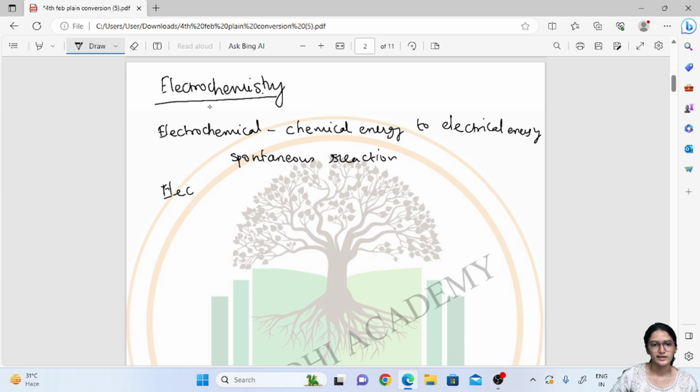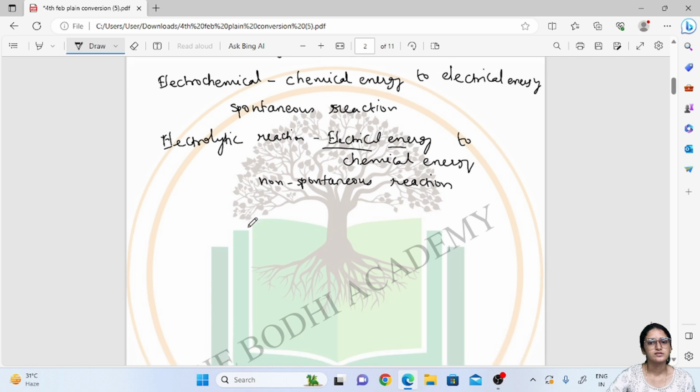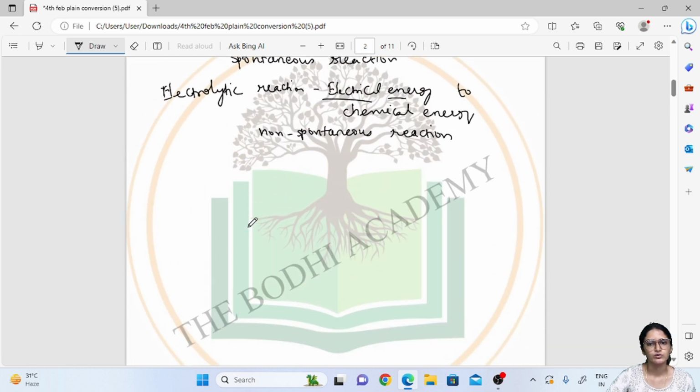Next we will talk about the electrolytic cell or electrolytic reaction. Electrolytic means the opposite happens, that is electrical energy is converted to chemical energy. Since this chemical reaction cannot take place on its own, that is spontaneously, we have to apply some external energy here. We are applying electrical energy to convert it to chemical energy. So this is a non-spontaneous reaction. This is the basic introduction of the electrochemical and electrolytic reactions.